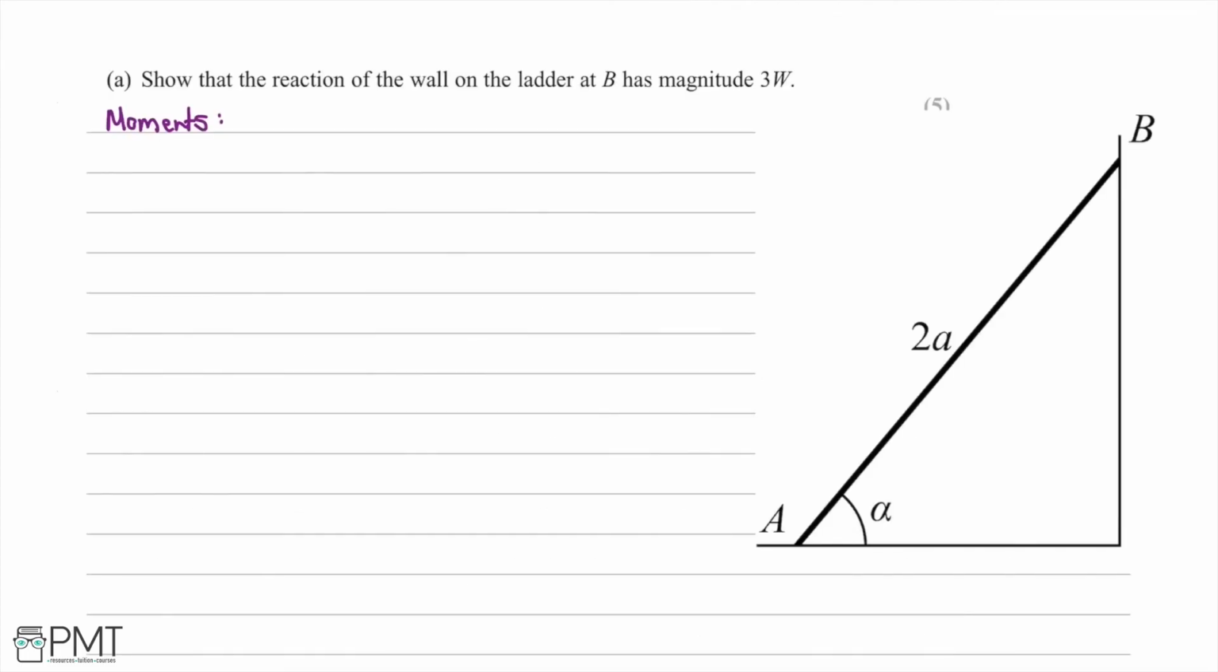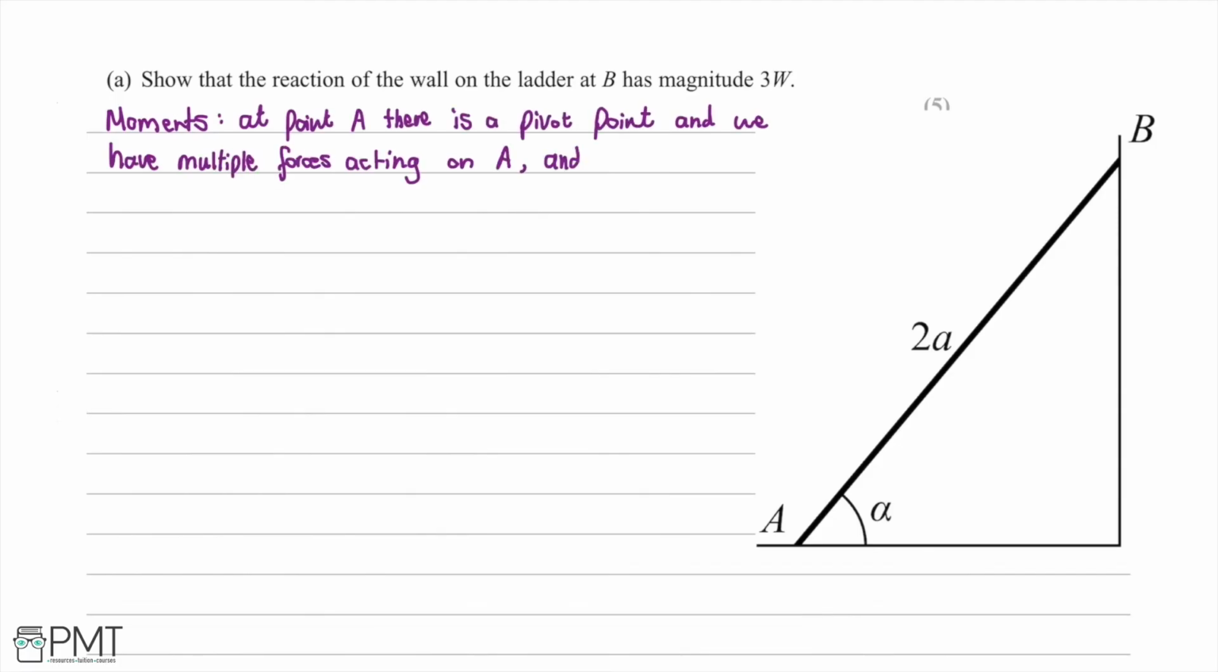So in part A of this question, we're asked to show that the reaction of the wall on the ladder at B has magnitude 3W. So here we're dealing with moments. We know that at point A, we have a pivot point. So we have a pivot point here, and then there are multiple forces acting this way and all sorts of ways, but they're all in equilibrium given that there is no movement. So writing this down, at point A we have a pivot point and there are multiple forces on A, and they are all in equilibrium since there is no movement.